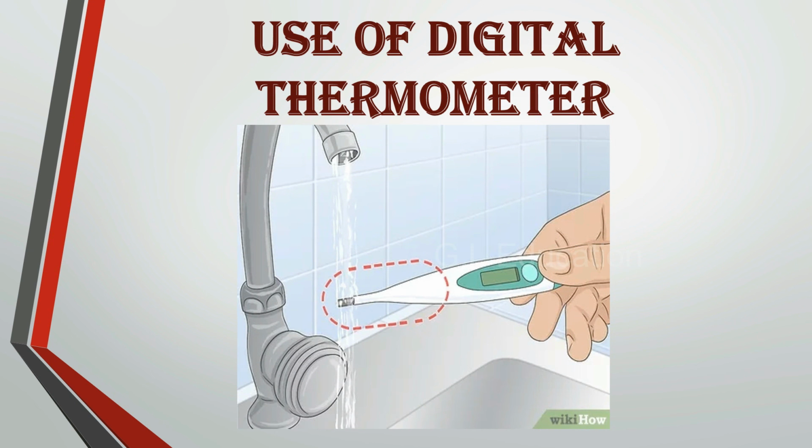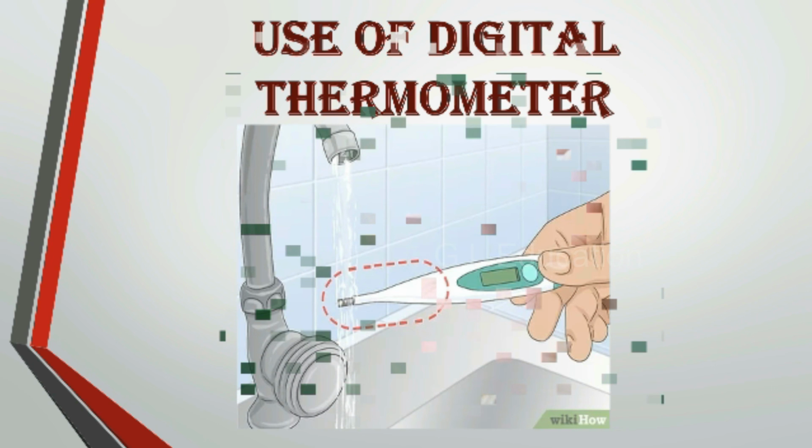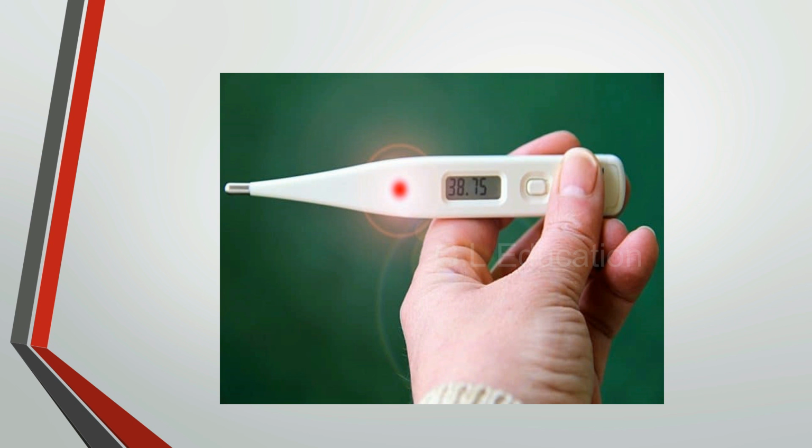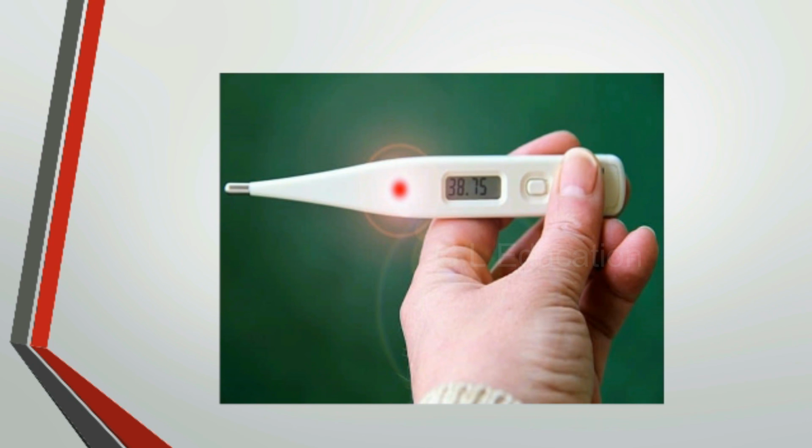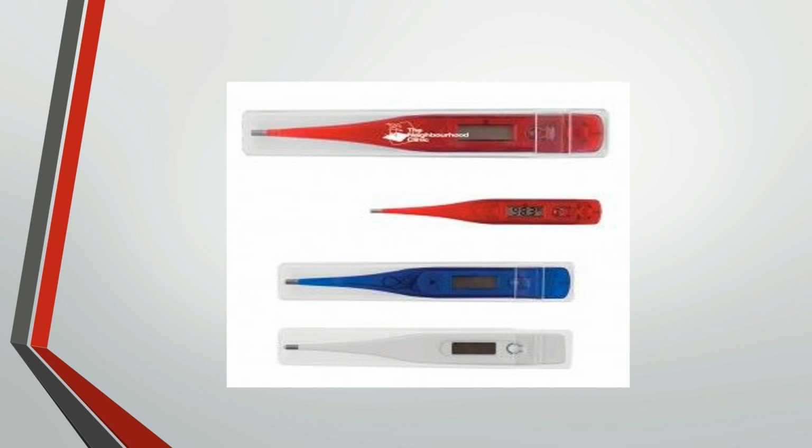Use of digital thermometer. First step, wash the tip with warm soapy water. Second step, press the on button. Third step, insert the tip of the thermometer into the mouth or under the armpit. Fourth step, hold the thermometer in place until it beeps. Fifth step, read the display. Sixth step, turn off the thermometer, rinse under water and put it away in a safe place.